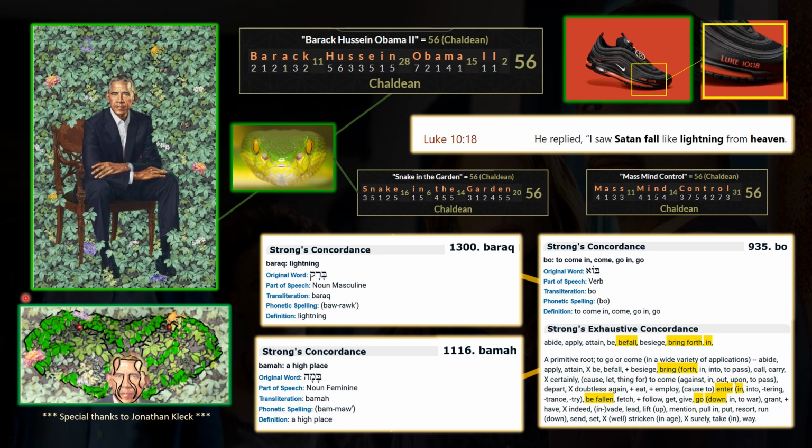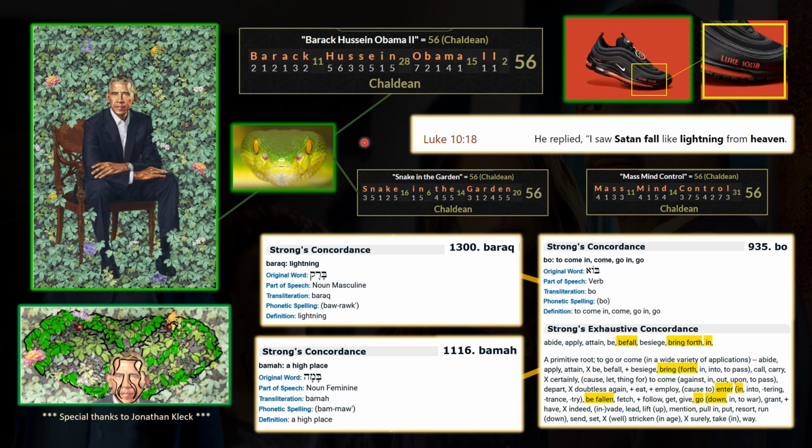There is other hidden imagery in here as well, but today we're just going to focus on the viper head that's here, and we can see here that Mr. Obama is symbolically being represented as the snake in the garden. Snake in the garden sums to 56, matching Barack Hussein Obama II, his full official name, also 56 in Chaldean. And 56 is known as a number of mind control. We see that in Chaldean, the words mass mind control sum to 56.